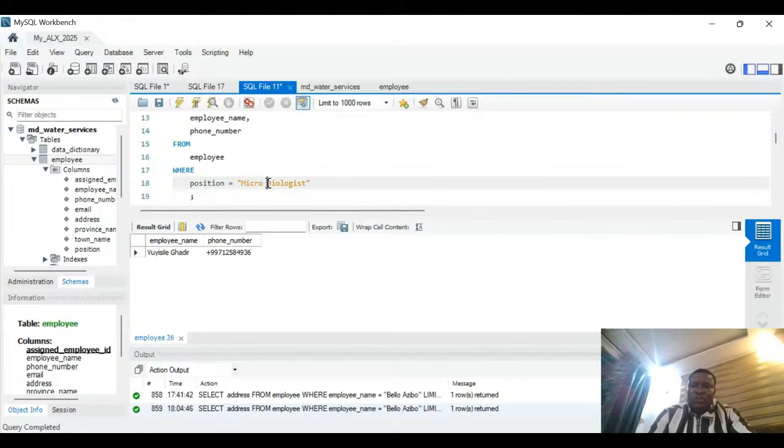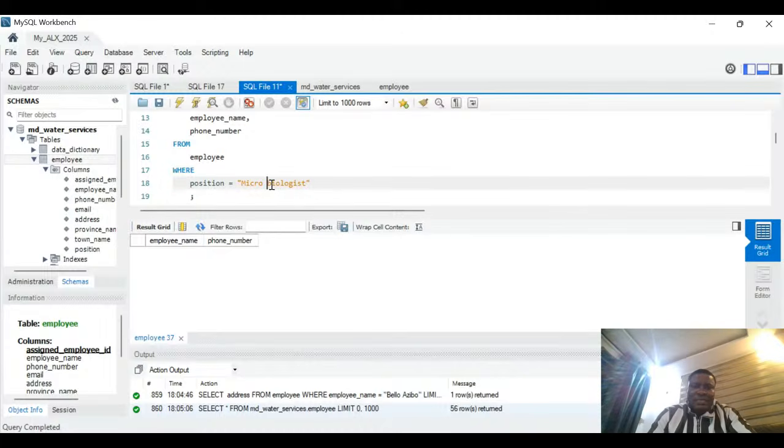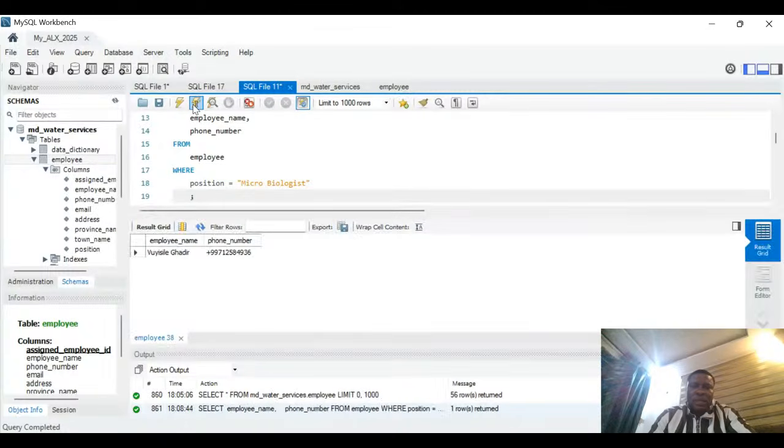Let's just try it so that we understand what I'm saying. Let's say it is microbiologist written together like this, and then let's see if we get the answer. It gives you something like this. It brings you the employee name and phone number without values, which means that they do not know such a thing. So once you write it as it is in the table, you are very sure to have your answer correct after executing the query.